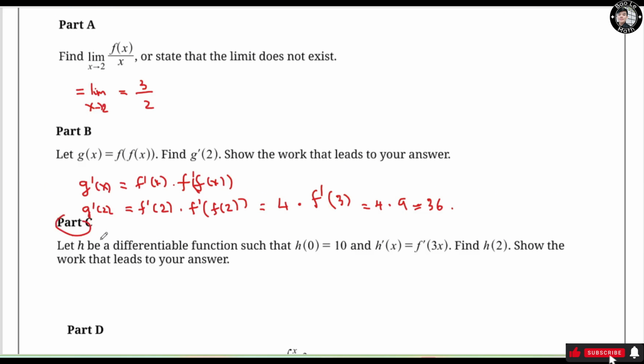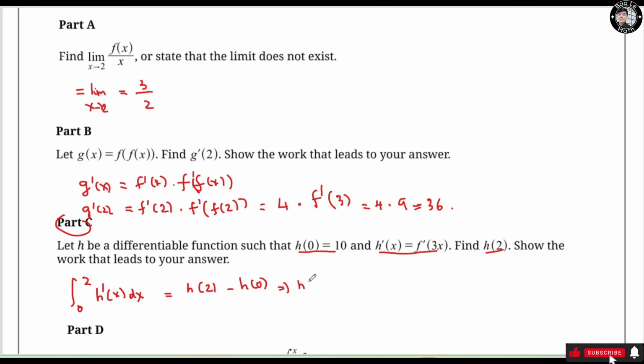Now question C. Let h be the differentiable function such that h of 0 equals 10, h prime of s equals f prime of 3s. We need to solve for h of 2, right? So we're going to use the fundamental theorem of calculus, right? So we have the integral from 0 to 2 of h prime of s ds, right? We need to take advantage of this information right here. It's going to be h of 2 subtract h of 0, right?